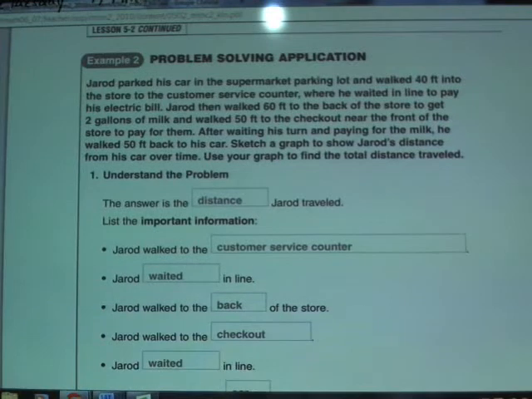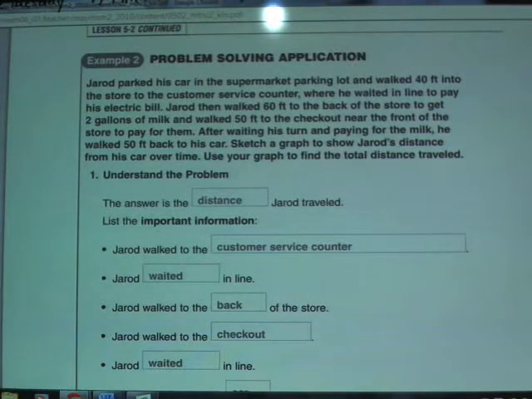All right, let's go ahead and continue on here. Number 2, Jared parked his car in the supermarket parking lot and walked 40 feet into the store to the customer service counter, where he waited in line to pay his electric bill. Jared then walked 60 feet to the back of the store to get 2 gallons of milk and walked 50 feet to the checkout near the front of the store to pay for them. After waiting his turn and paying for the milk, he walked 50 feet back to his car.